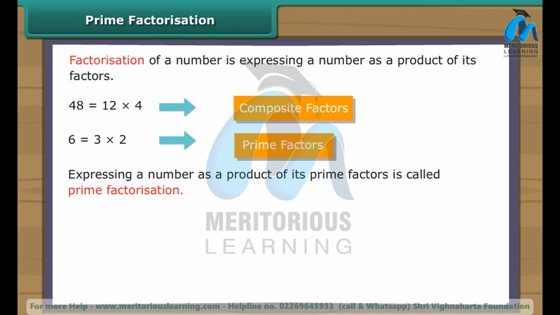Let us perform prime factorization on some numbers. 48 is equal to 12 into 4. 12 is 3 into 4. So 48 can be factorized as 3 into 4 into 4.